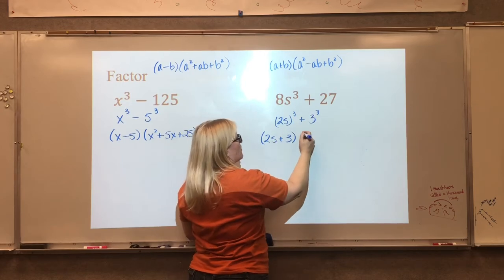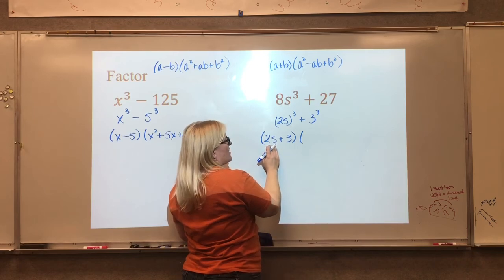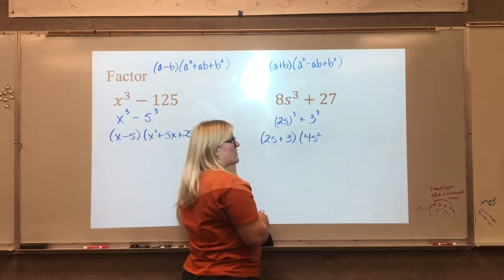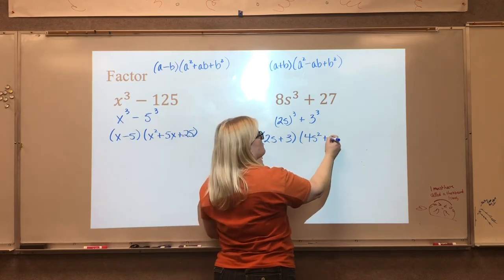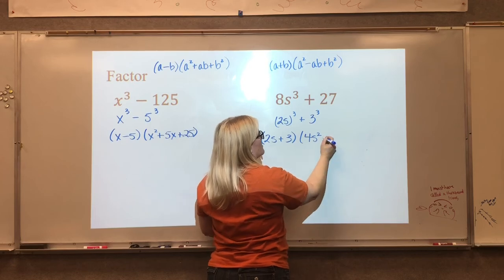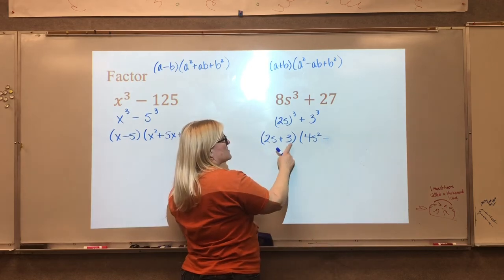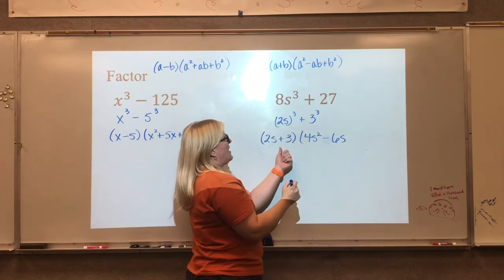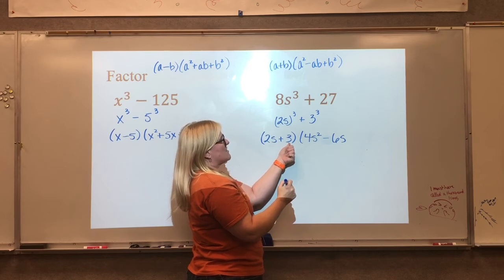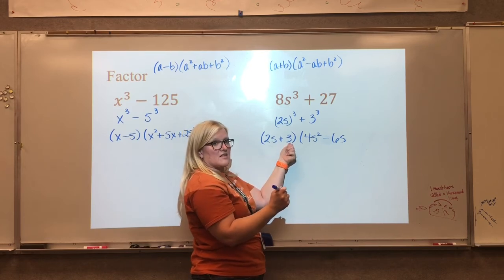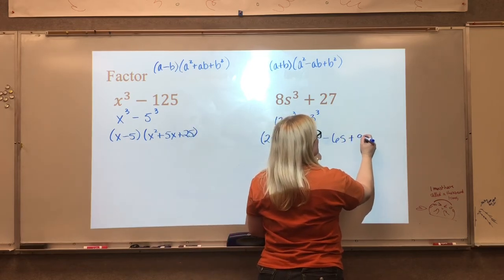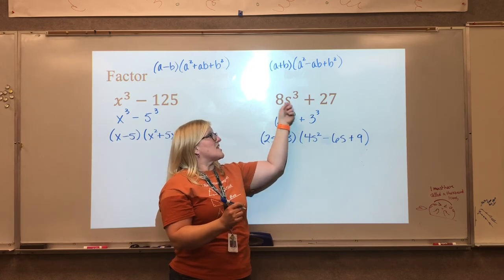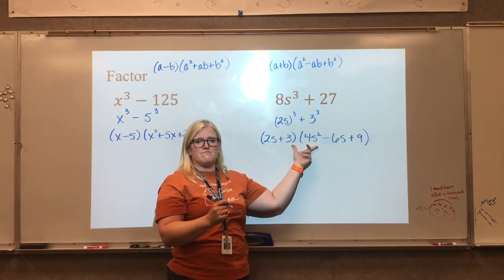Okay, I take away the exponents. Then a squared is 2s squared, which is 4s squared. Then my next term, oops, I have a negative right here. My next term is 2s times 3, which is 6s. And then I have my last term, which is 3 squared. So this is 9. And that is this thing factored.